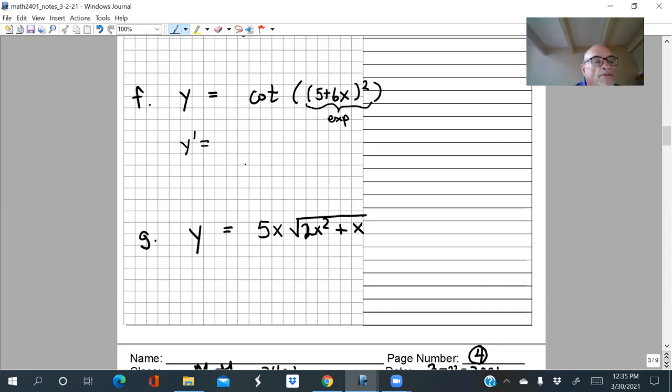It's one of the cotrig functions. So remember that that is going to involve a negative. That's one thing to recall. All right. Derivative of cosine is minus sine. Derivative of cotangent is going to be negative. And derivative of cosecant also is going to be negative.